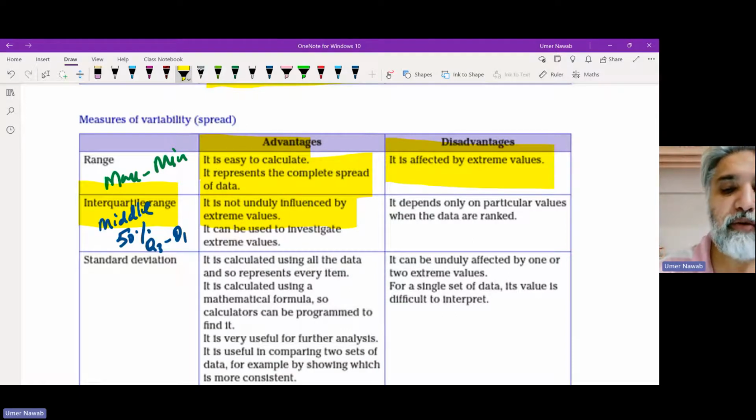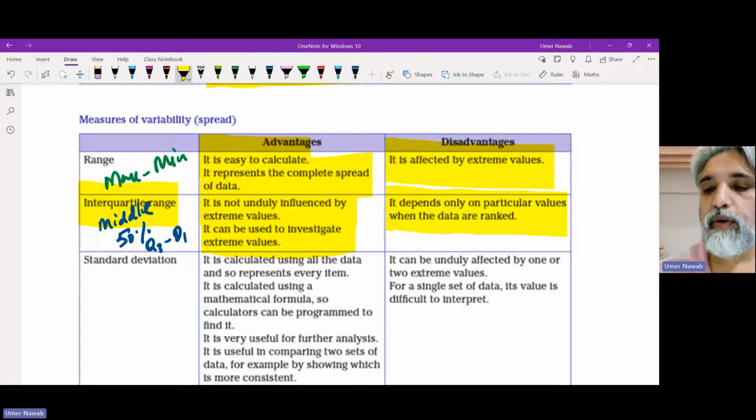Another important thing, it can be used to investigate extreme values. Yes, there is a formula in statistics, in advanced studies, you will study that if you want to identify which values are outliers or extreme values, on the basis of the interquartile information you can easily find the outliers of the data. What are the disadvantages?